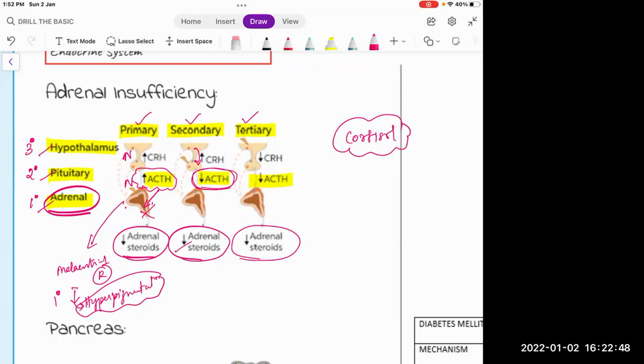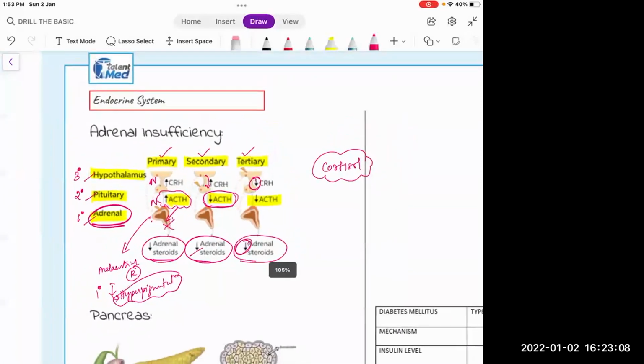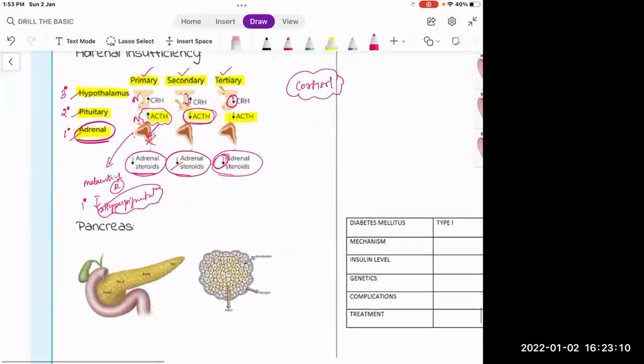And the third one is tertiary. The problem is with the hypothalamus itself. So CRH is decreased. There is low signal from the hypothalamus, less production of ACTH, and automatically a decrease of adrenal hormones. So that is adrenal insufficiency.